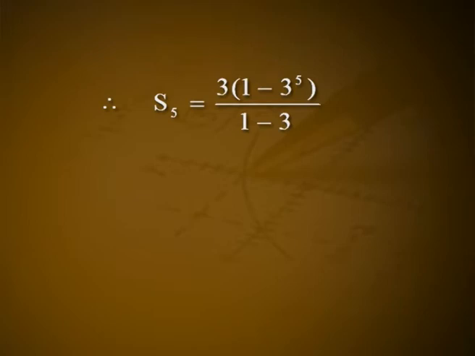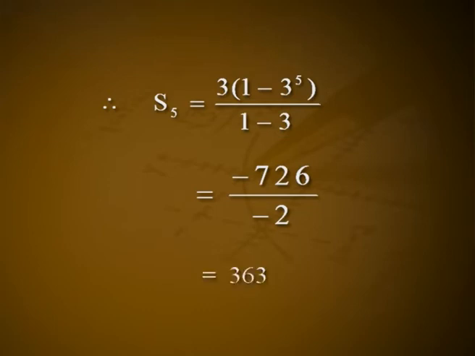Here n is equal to 5, a1 is equal to 3, r is equal to 3. Therefore, S5 is equal to 3 into (1 minus 3 raised to 5) by (1 minus 3), which is equal to minus 726 divided by minus 2, which is equal to 363.